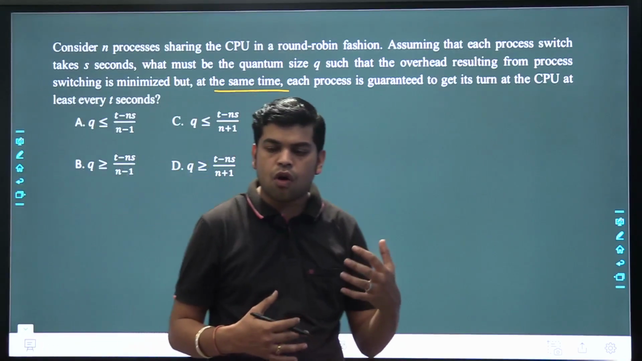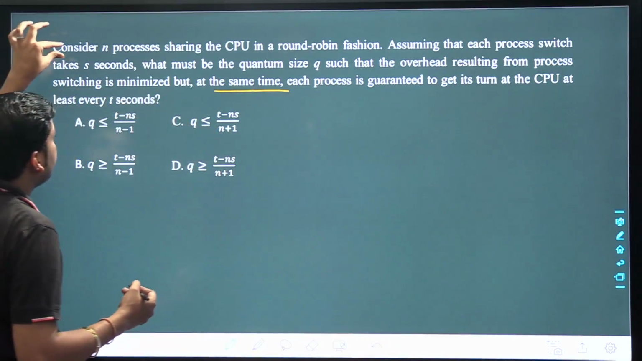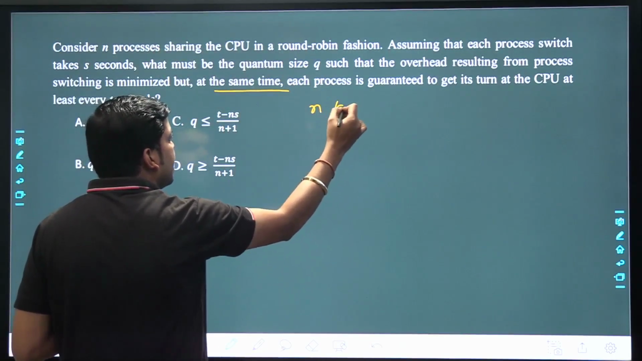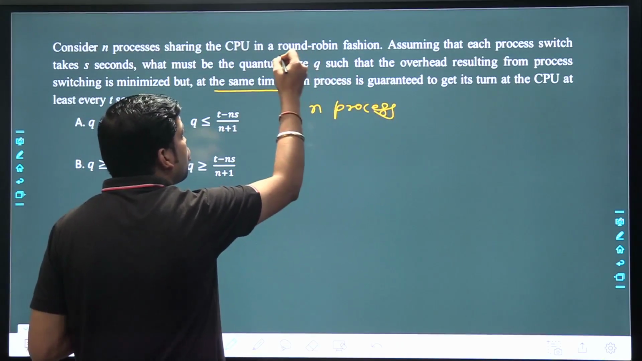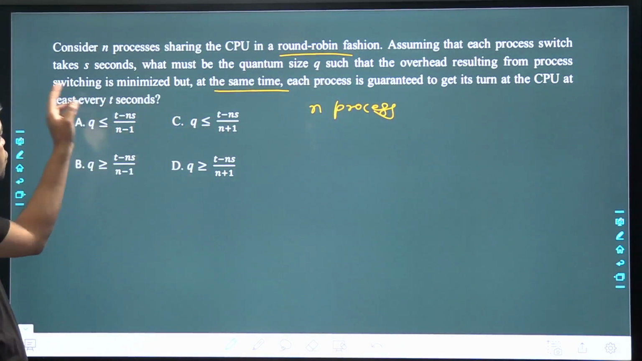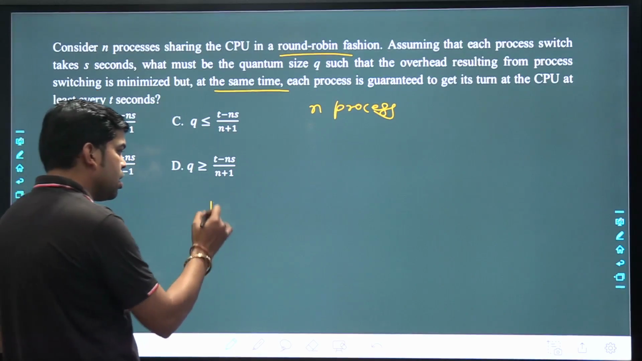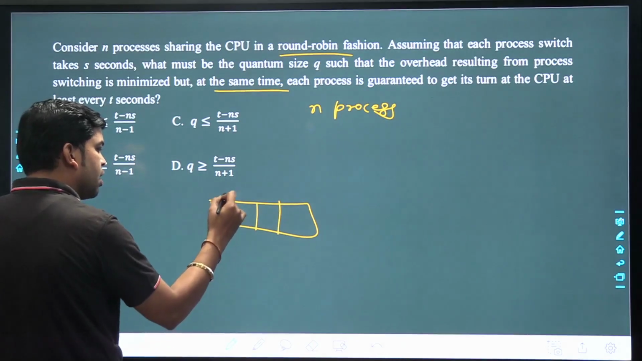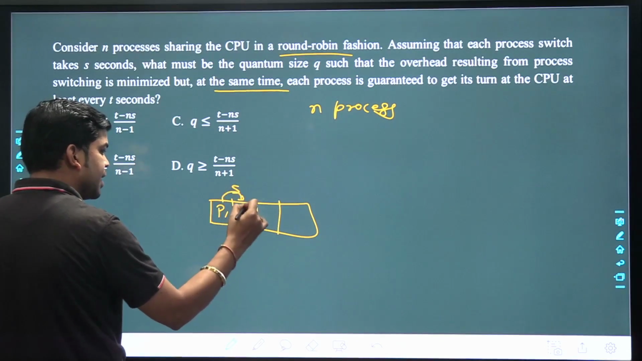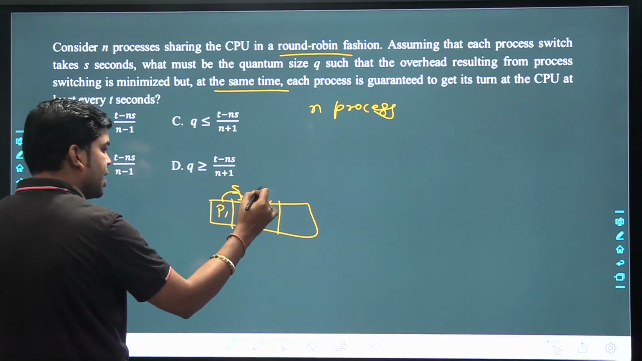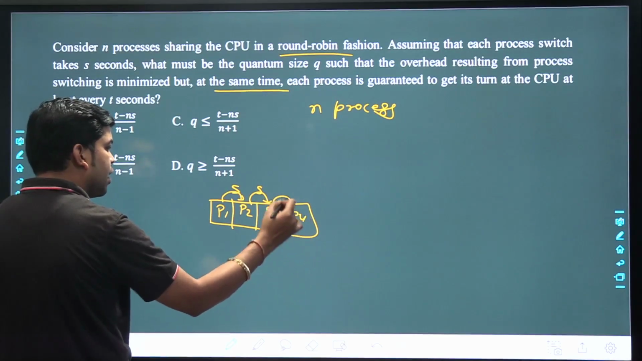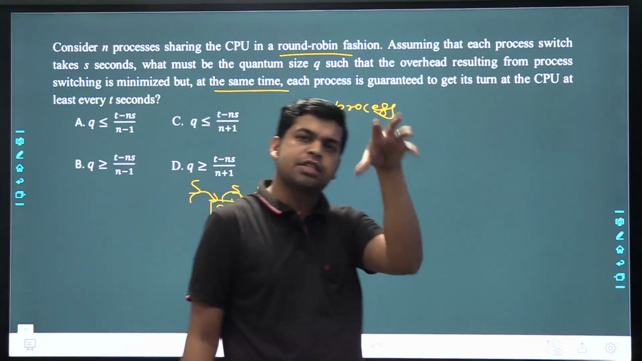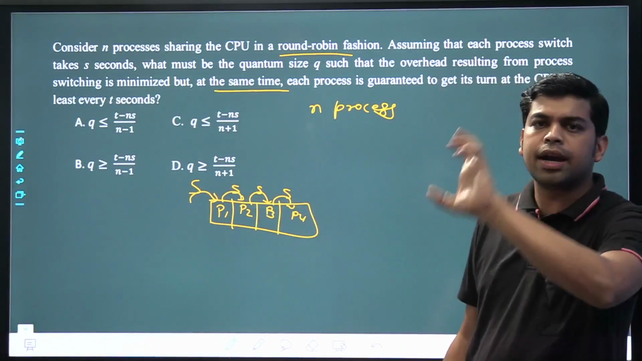So in this question, what the question asks is that there are n processes in the CPU. We use a technique like round robin fashion, and each process switch takes s seconds. Means when we allocate a process, context switching is performed. First P1, and from P1 to P2 it requires s seconds, from P2 to P3 it requires s seconds, and so on. When you allocate CPU to a process, it requires an overhead of s seconds.